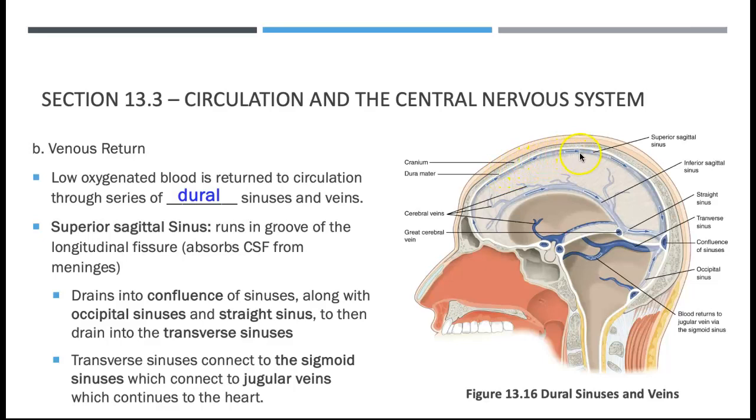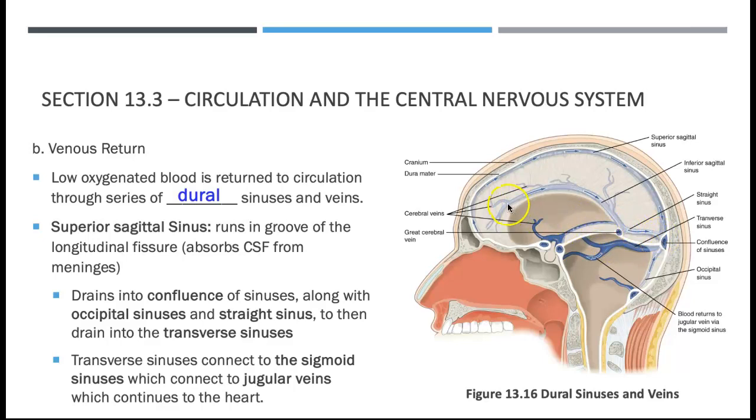One is this superior sagittal sinus that is running in the groove of the longitudinal fissure, or sagittal fissure, and will absorb the CSF, cerebrospinal fluid, from the meninges. Then it swings back, as we see the arrows pointed here, to an area called the confluence of sinuses, basically where all these sinuses are meeting together, along with our occipital sinus, which we see down over here, and the straight sinus, which is going straight back.